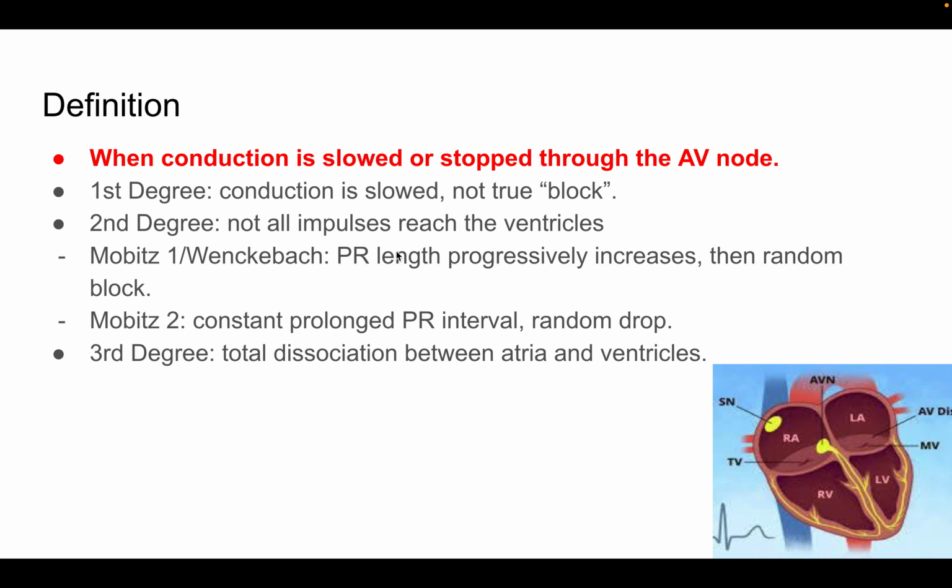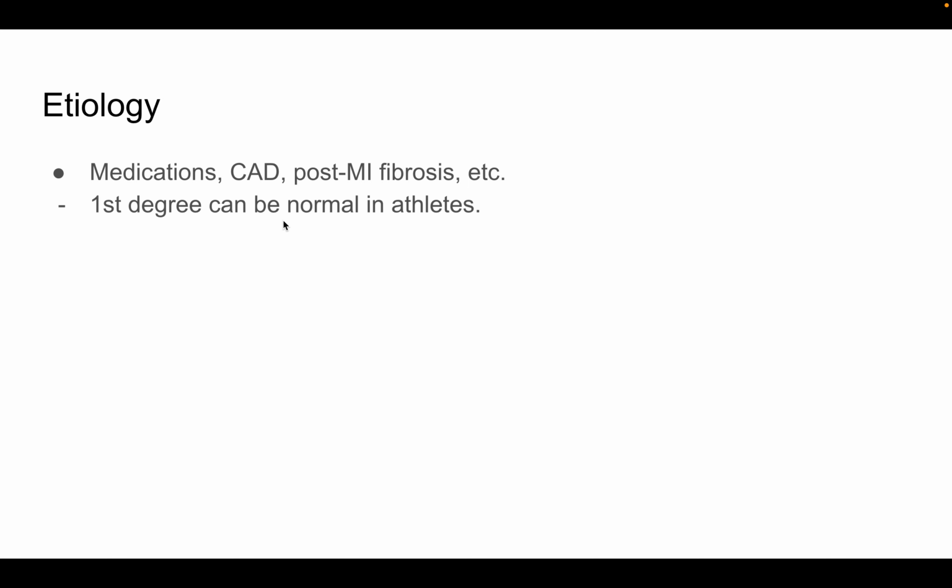And that's where you get this first degree where the conduction's just slowed. That's because these athletes have increased vagal tone, and it can be normal, and that is normal for athletes because their hearts are well conditioned.